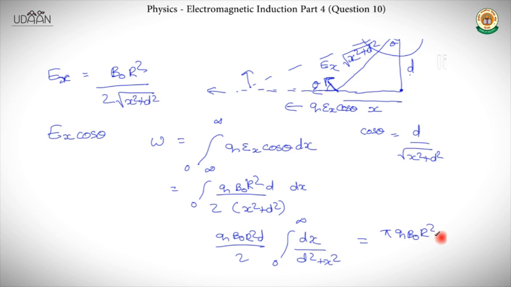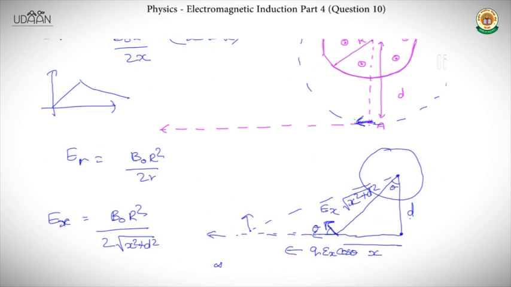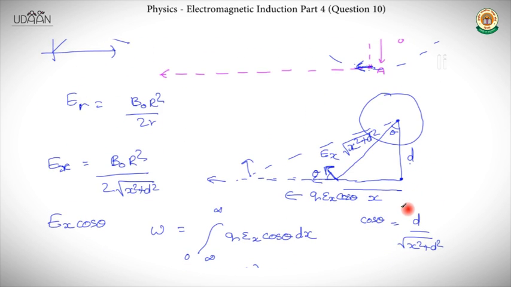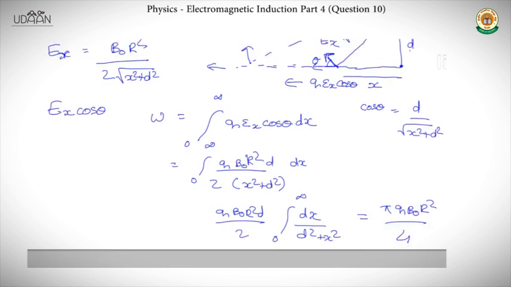And the most important thing to note here is, this is independent of d. So wherever the particle is placed, the work done by taking the particle from that point to infinity along the horizontal line would be the same. That's right. This is the most important point to remember.